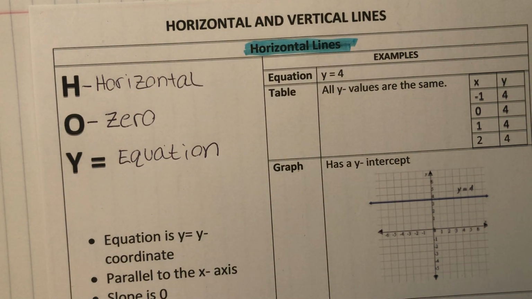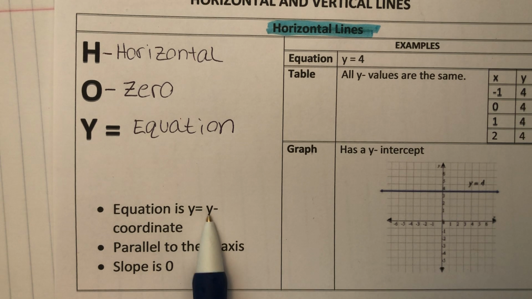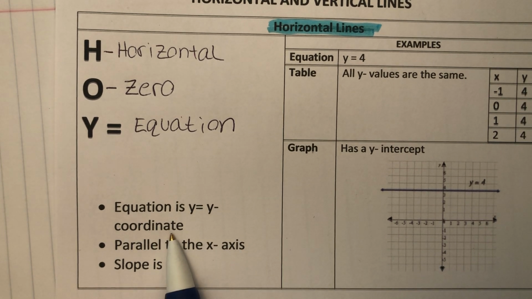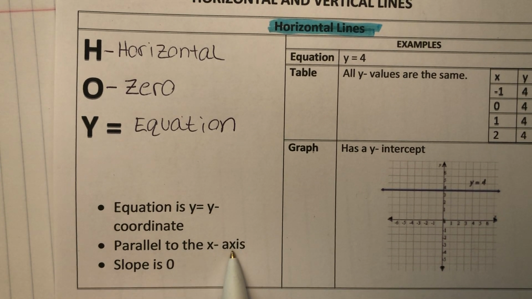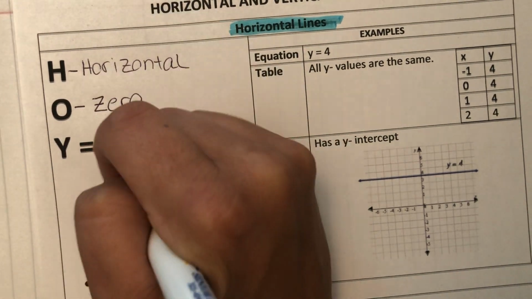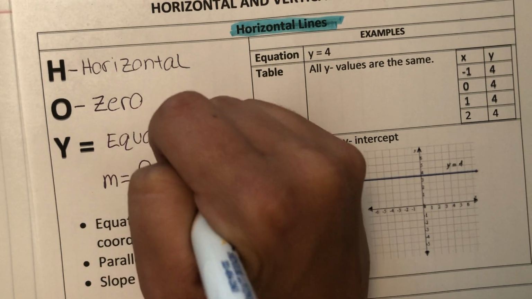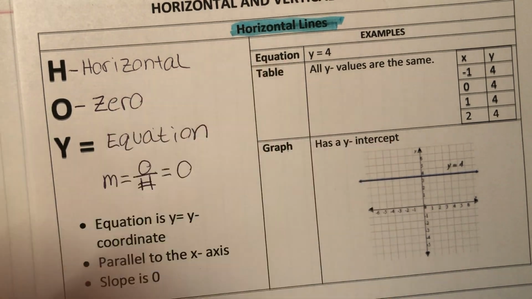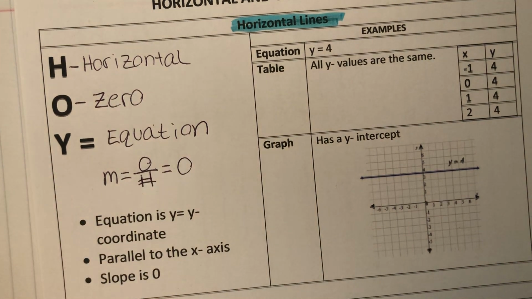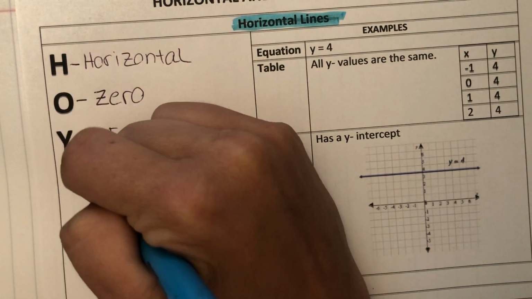Couple important things to know about horizontal lines. The equation is Y equals and then whatever the Y coordinate is. It is parallel to the x-axis and the slope is 0. Remember, if the slope is 0, it looks like this. The 0 is in the numerator, and when you put that into your calculator, you will get 0 when you try to simplify it. So that is a horizontal line when the slope is 0.